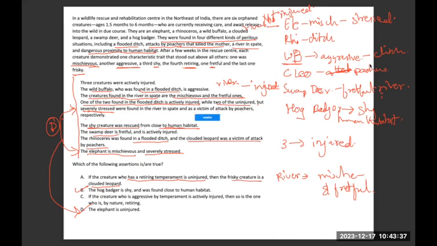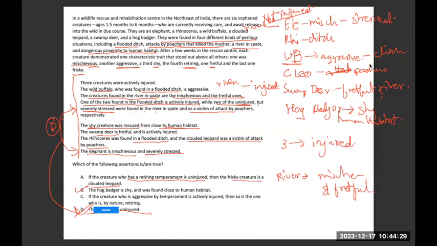Another statement: one of the two animals found in the flooded ditch is actively injured, while two of the uninjured but severely stressed were found in the river spate and as a victim of the poachers respectively. So the elephant, who was mischievous, who is stressed but is not injured, it's written uninjured. So the last statement, option D, says the elephant is uninjured, which is correct.